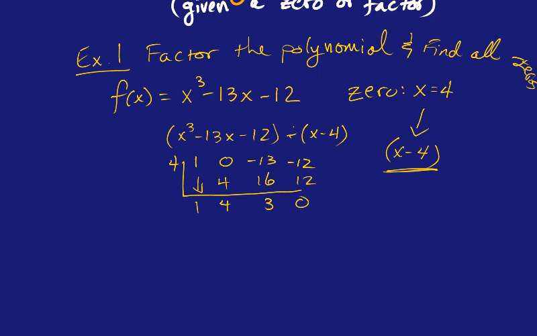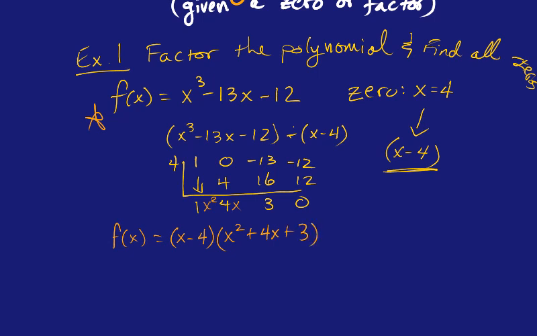So the reason we want to divide is because f of x in its original state is not factorable. It's x cubed minus 13x minus 12, and that just won't factor nicely for you in your head. So we have to use a given zero to divide, and now I can rewrite f of x as a product of what I divided by, x minus 4, times the quotient I got, x squared plus 4x plus 3.